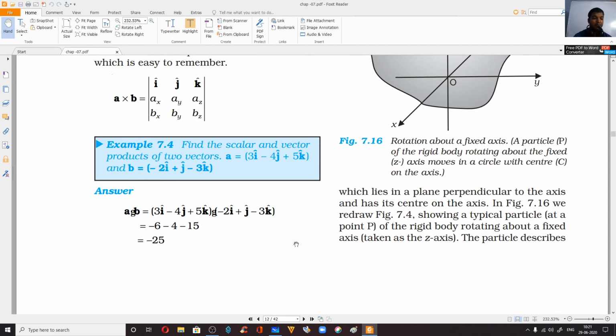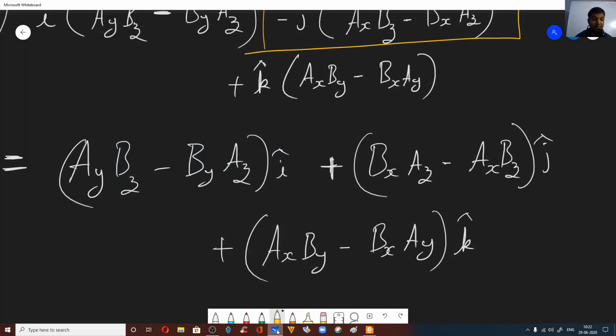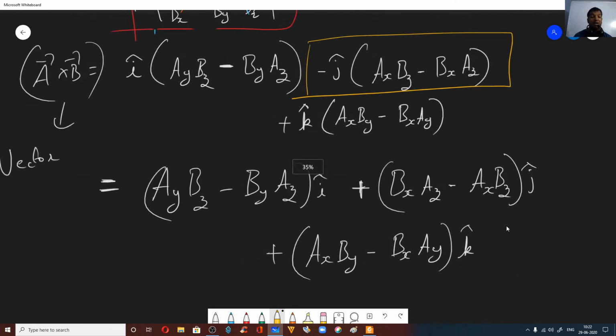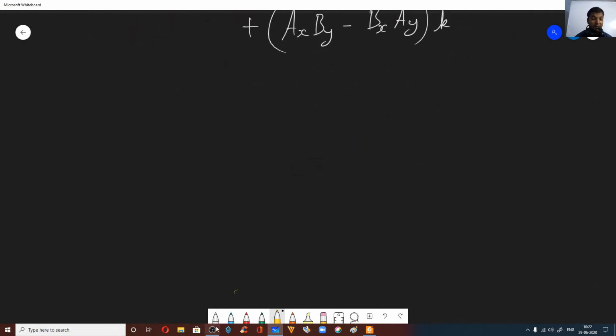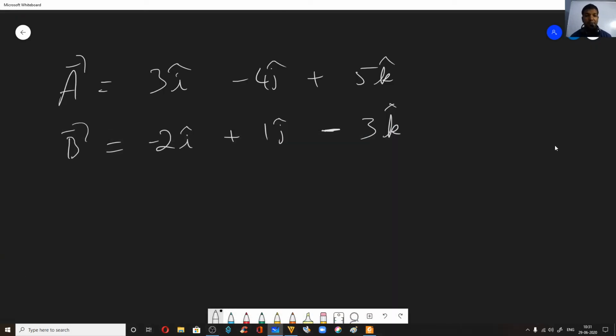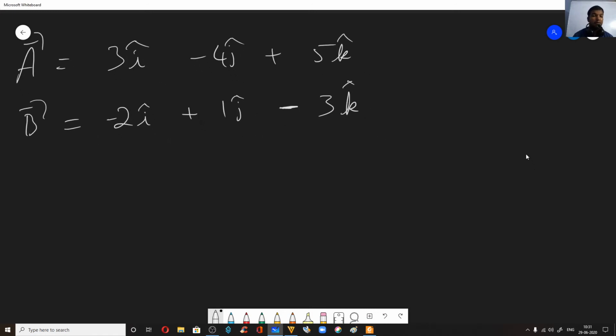Now, if you want, you can take the same example. So dot product, you do it by yourself. Now let me do the cross product here. So I have this vector a and b with me, same as in your book. Now when you perform the cross product, we'll get something like this.